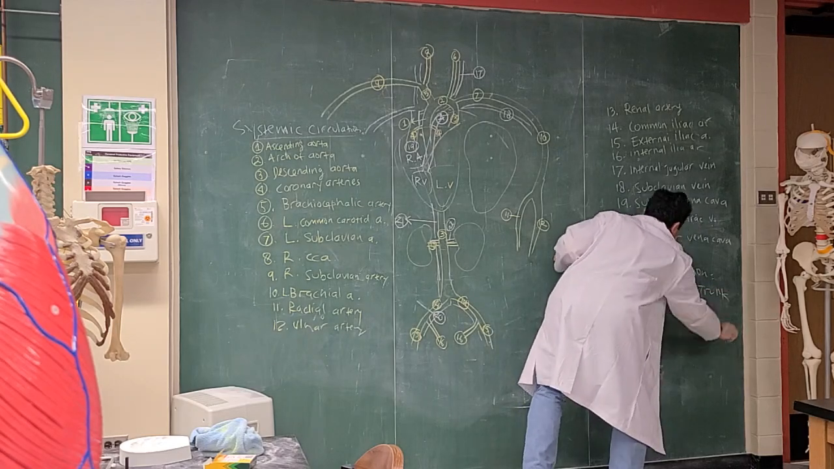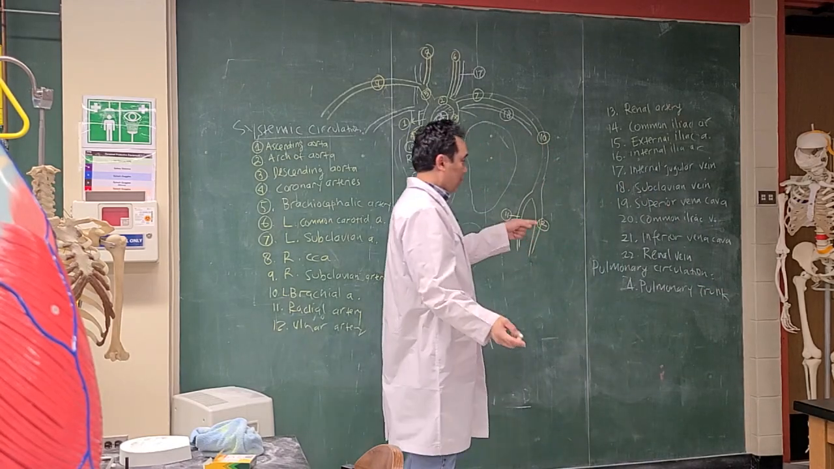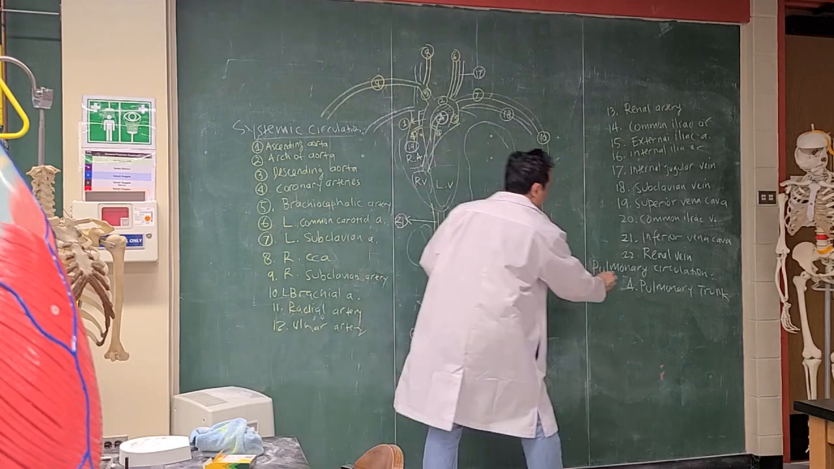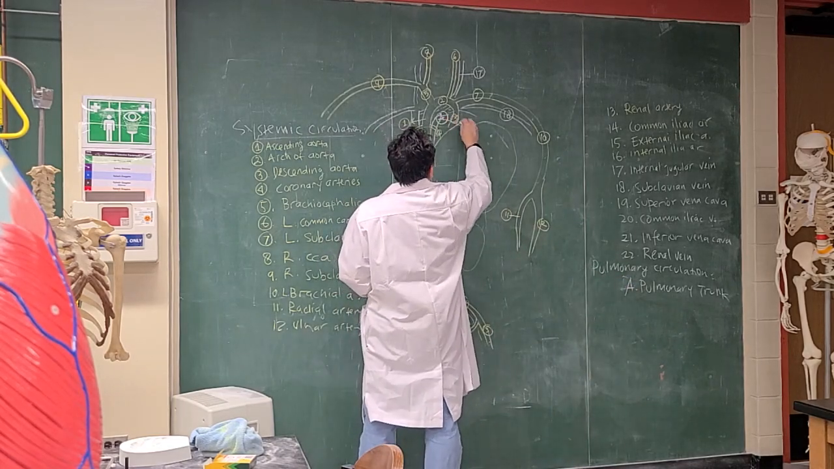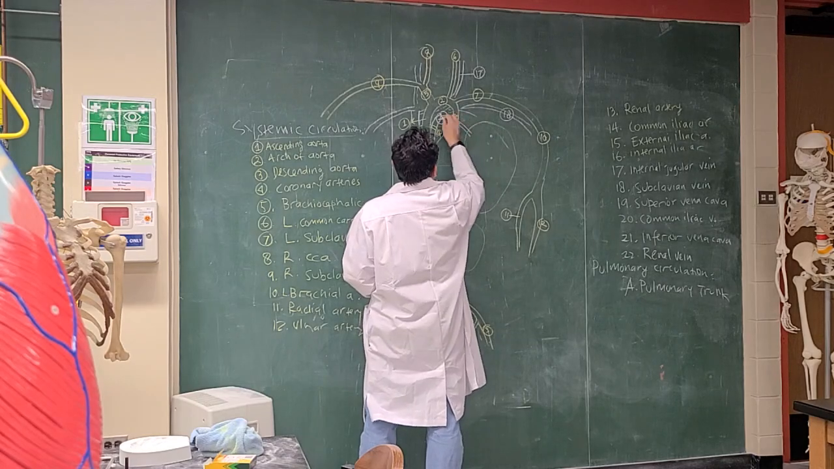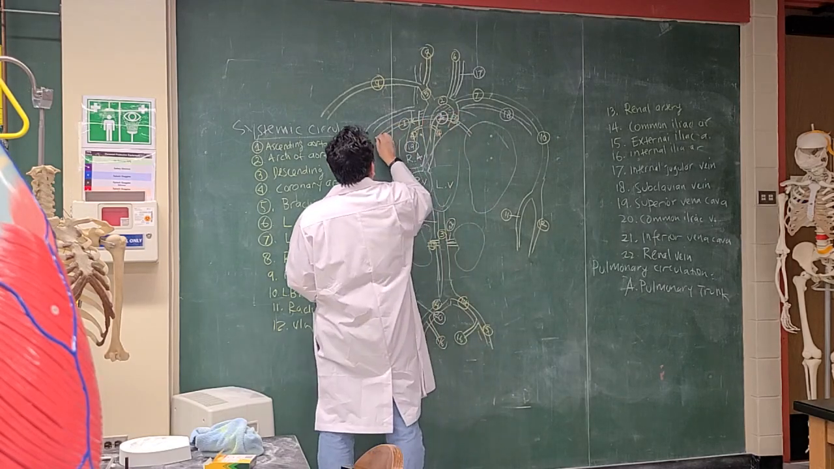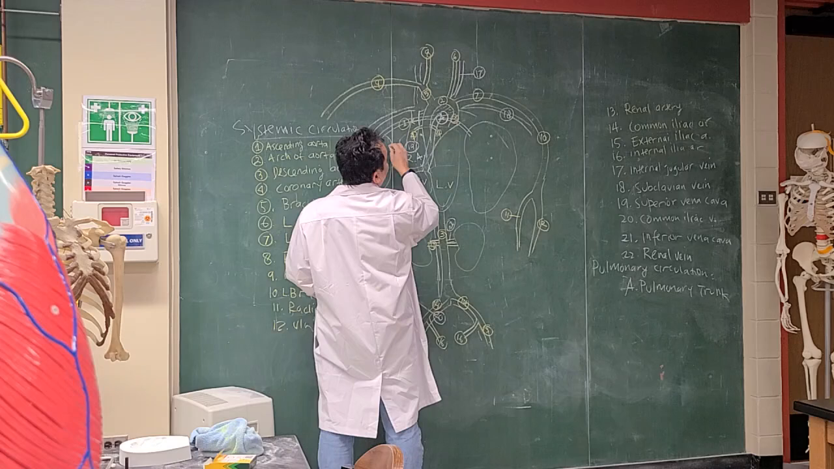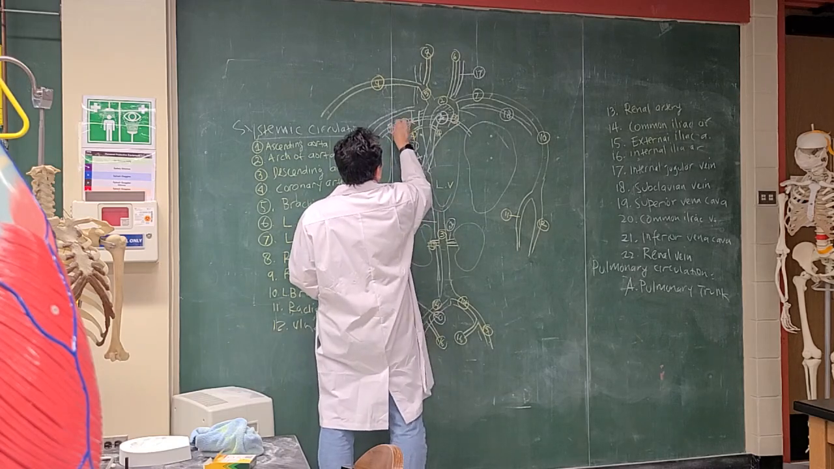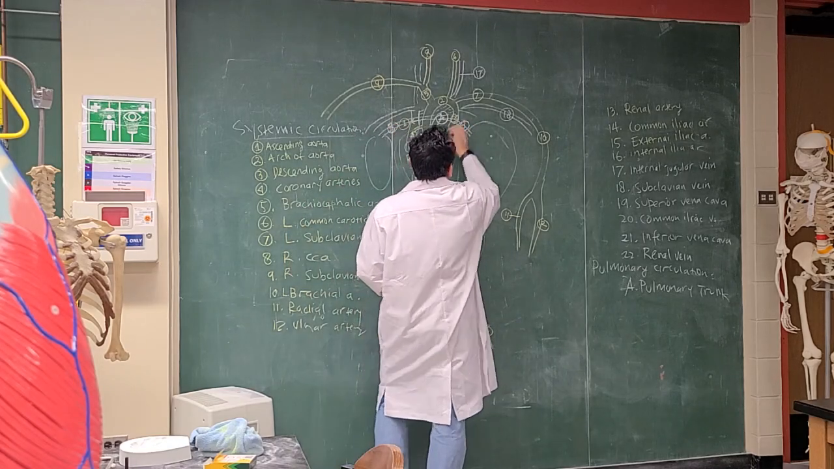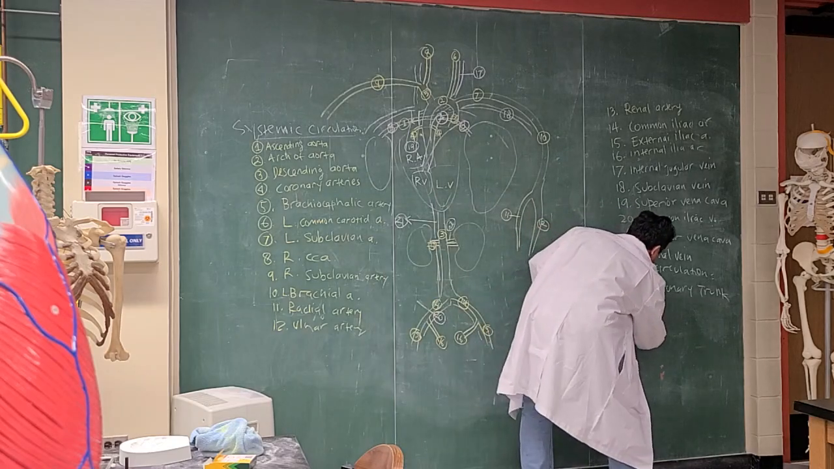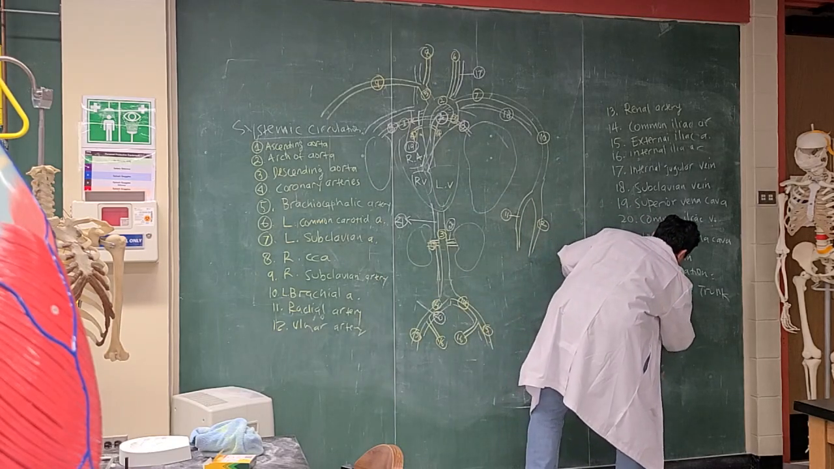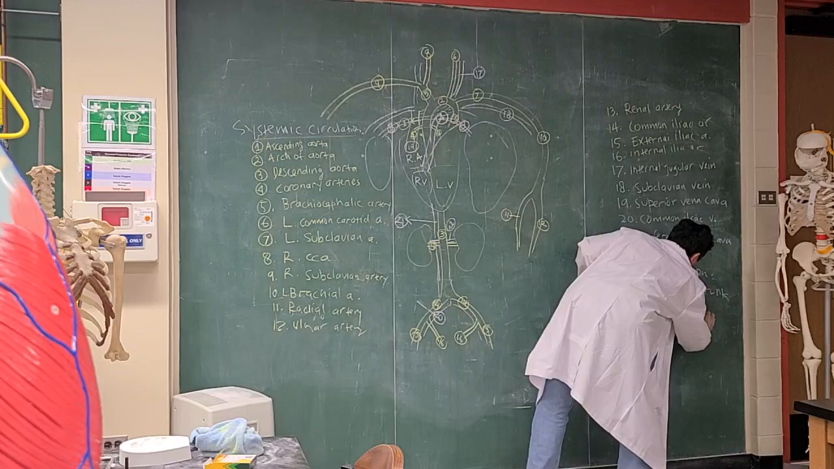Which is blue in color. I use white over here. Now from there, it will be branched into two because we have two lungs. This is going to be B. This is B. So that B will be pulmonary arteries, left and right.